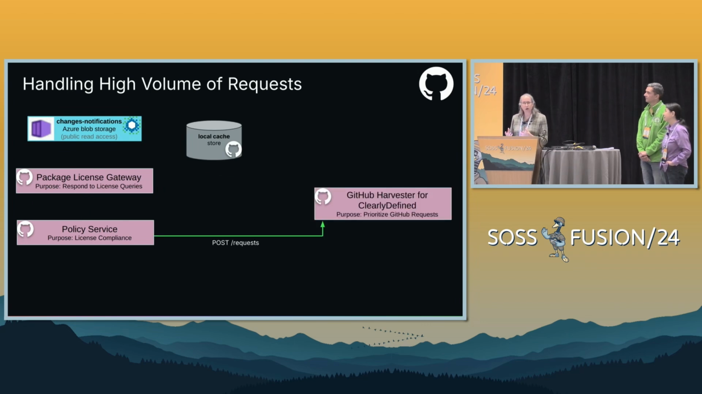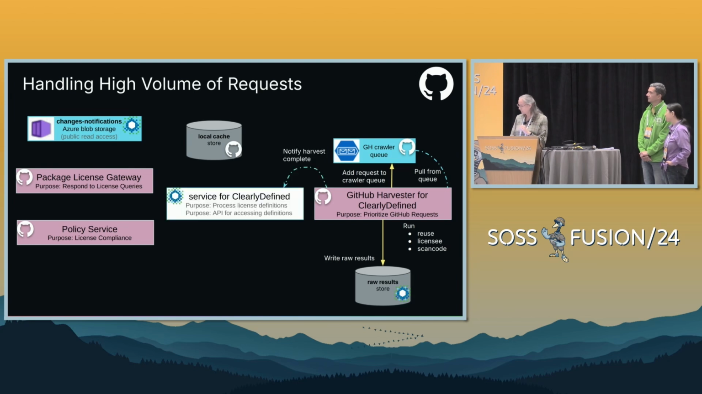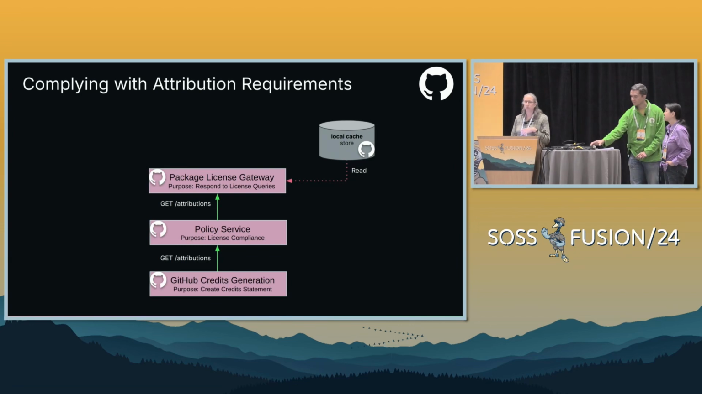We also stood up a harvester, again, for scale reasons. And also, it's one way that we contribute back to the project because we are taking some of the load off of their processors. And so if something's missing, it goes to our harvester. The process is basically the same, though. It goes into our queues, we harvest it, runs the same tools. When it writes, it goes directly to Clearly Defined's raw result store. But then it also notifies the service, and now that definition is available to everyone.